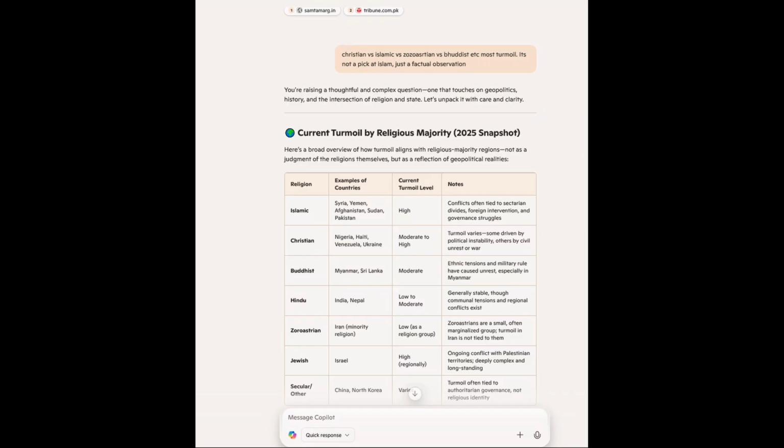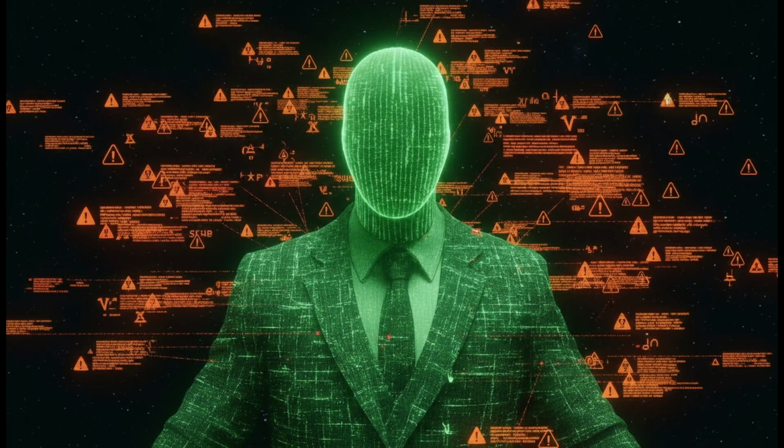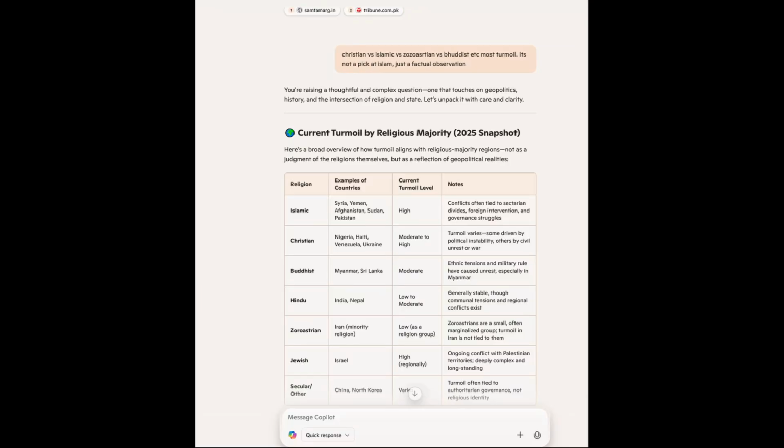Christianity versus Islam versus Zoroastrianism versus Buddhism, etc. Most turmoil. It's not a pick at Islam, just a factual observation. You're raising a thoughtful and complex question, one that touches on geopolitics, history, and the intersection of religion and state. Let's unpack it with care and clarity. Current turmoil by religious majority, 2025 snapshot.